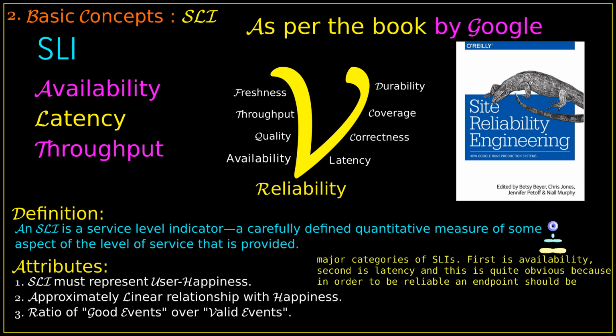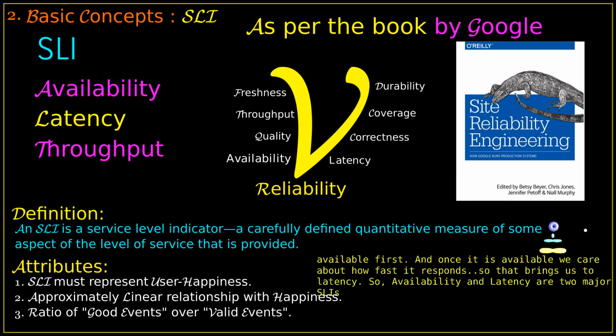And this is quite obvious because in order to be reliable, an endpoint should be available first. And once it is available, we care about how fast it responds. So that brings us to latency. So availability and latency are two major SLIs.